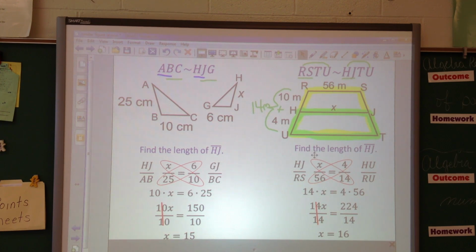But remember, it doesn't want to know what x is. It says find the length of HJ. So HJ is 16 meters.